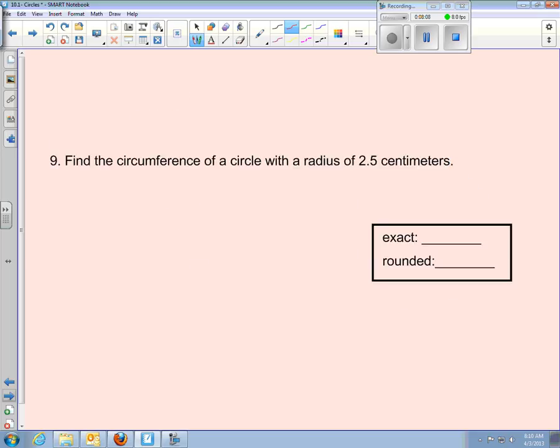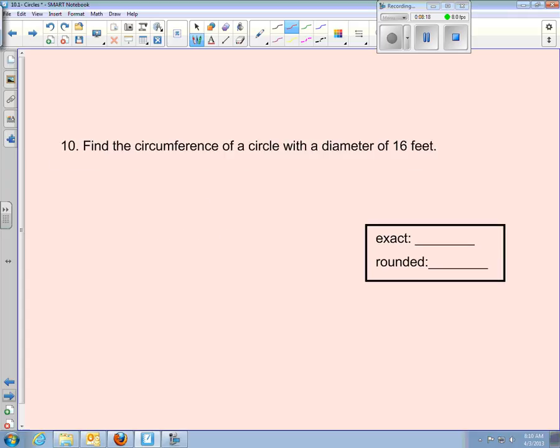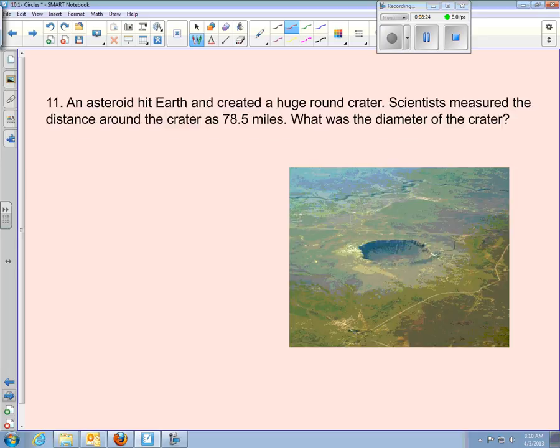All right, the circumference of a circle with a radius of 2.5 centimeters. Go ahead and try that. Remember that D equals 2R. And here we go, another one. This one's got a diameter of 16, so try that on your own.